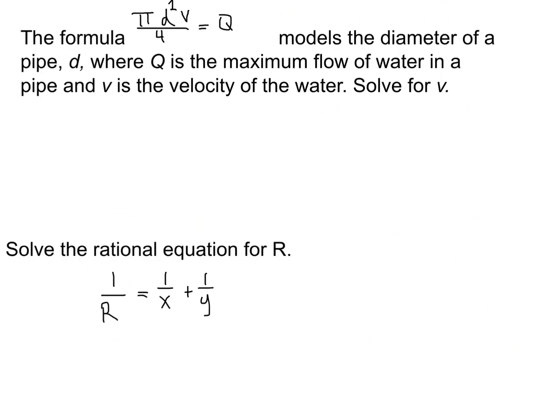So this is a fairly common formula from physics. This is pi times d squared times v divided by 4, which equals q, and q is the maximum flow of water in a pipe, v being the velocity of the water, and d is the diameter of the pipe. So if you imagine you have some pipe, and you want to know the maximum flow of the water in the pipe, you want to know the diameter, and you want to know the velocity, right? That's going to tell you how much flow you can have. So we want to solve for v.